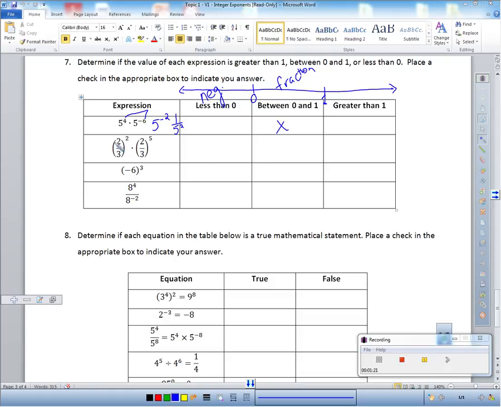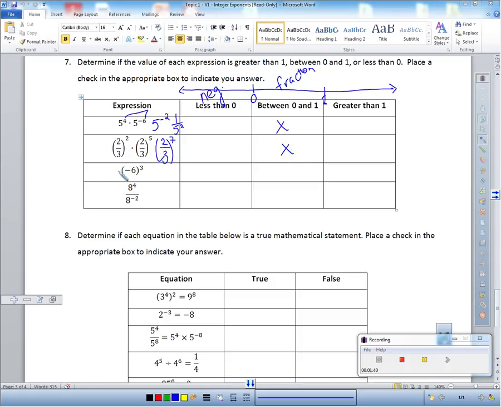In this one, if you think about it, you have a fraction times another fraction over and over and over again. So it's going to be 2/3 to the 7th power. You're still going to end up with a fraction. That one's going to be a fraction as well.